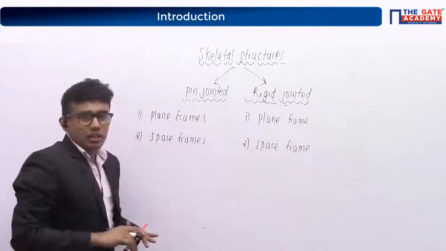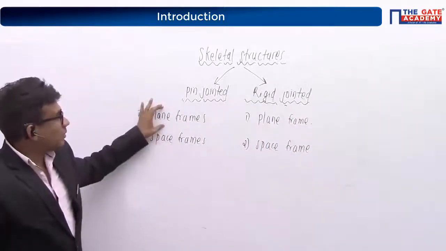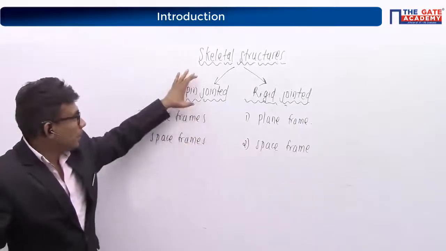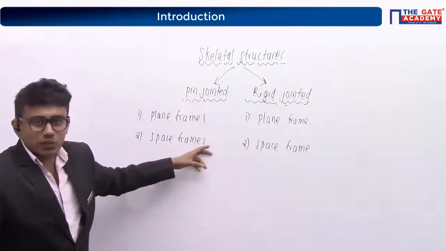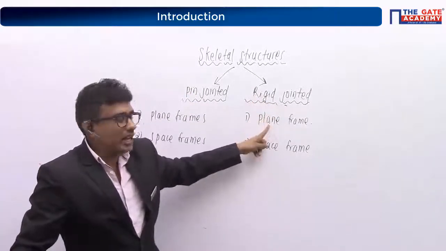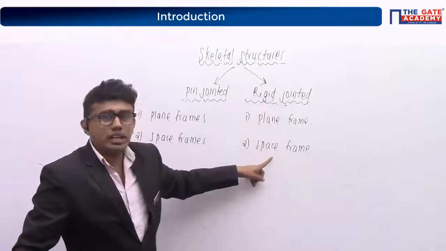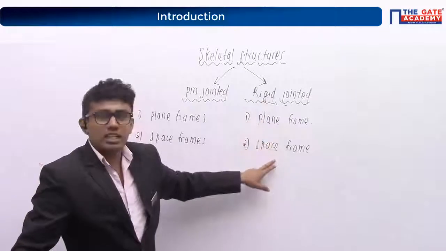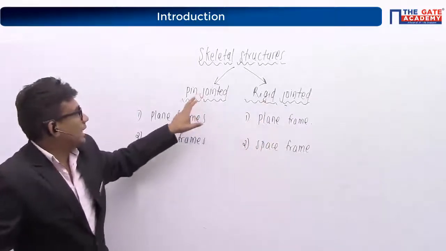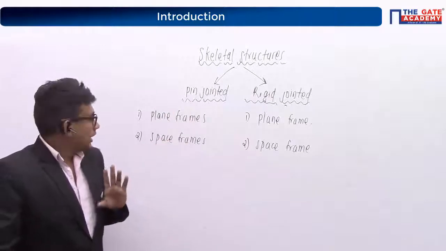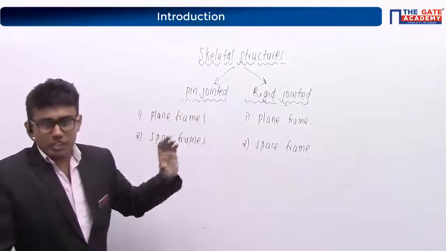Plane frame and our space frame. It will become pin jointed plane frames, pin jointed space frames. Correct? This one is our rigid jointed plane frames and rigid jointed space frames. This one is our pin jointed plane frames and pin jointed space frames. See, this classification is actually very much important.